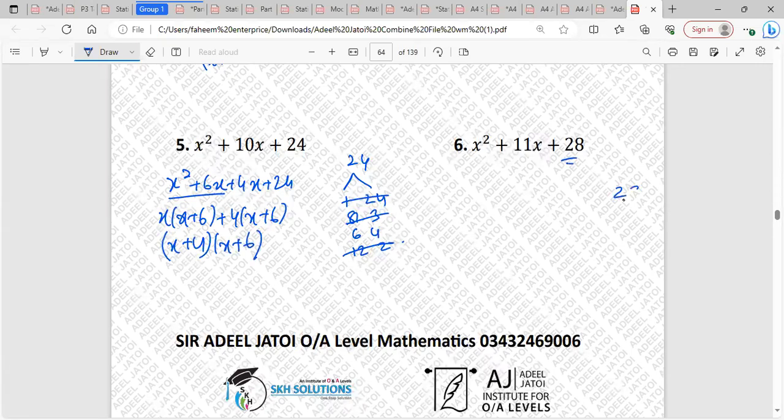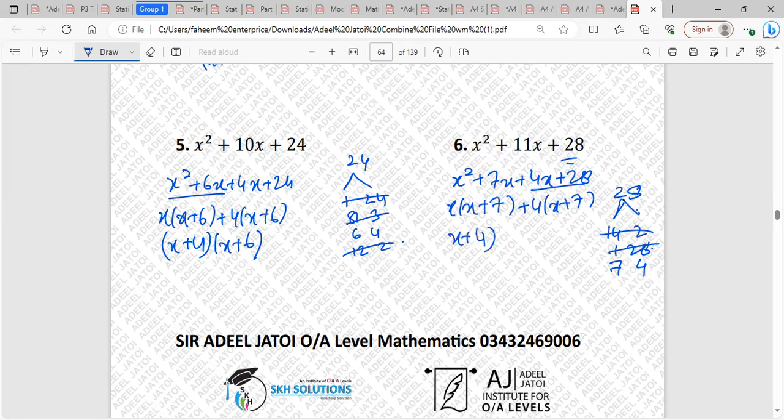Here we have 28. So 28 comes through what? 14 into 2, 1 into 28. 7 into 4 gives me 28 as well. And 7, 4 also gives me 11. So x square plus 7x plus 4x plus 28. So x plus 7, common between these two, plus 4, x plus 7. So x plus 4 is one answer and x plus 7 is the other answer.